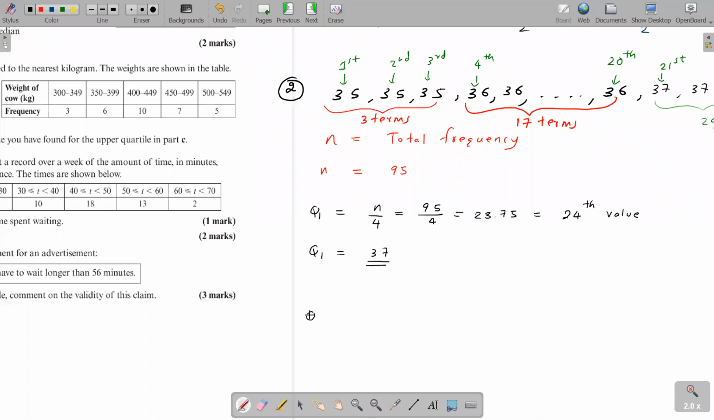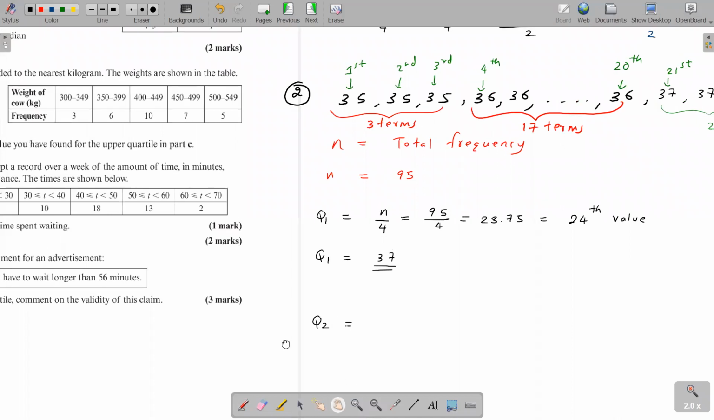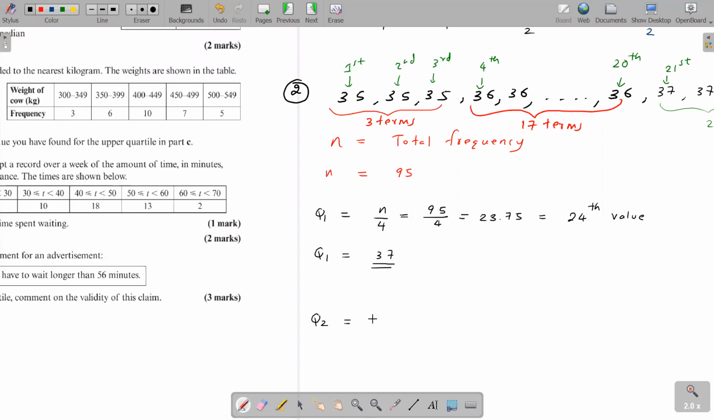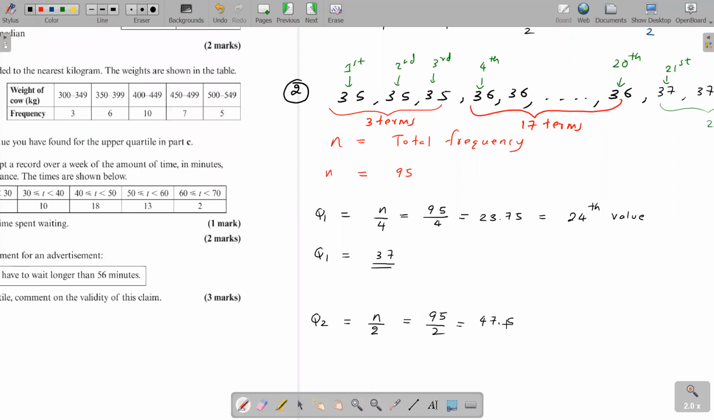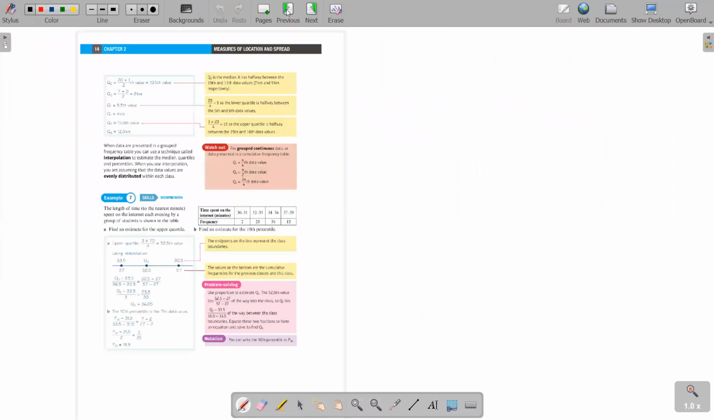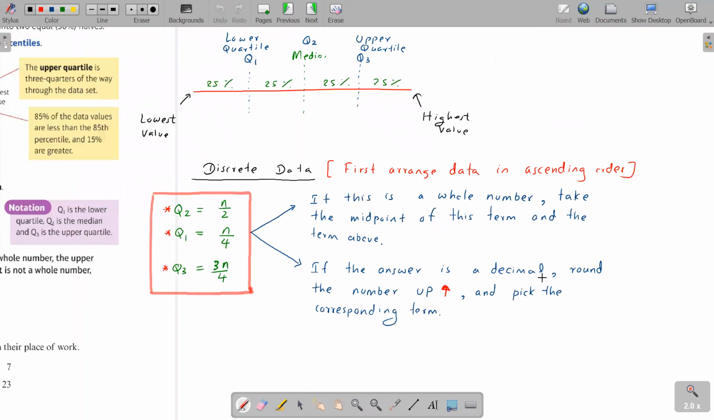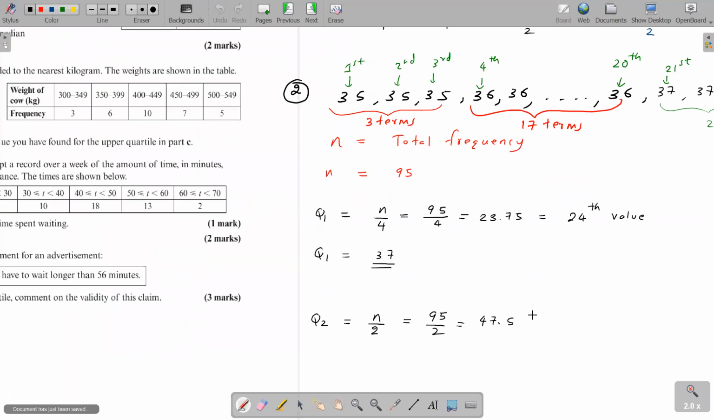Okay, so next I'll be finding Q2. What is the formula for Q2? Q2 is the median, N divided by 2. What's our N value? We found our N value is 95. 95 divided by 2 is 47.5, right? So what's the rule I gave you? If the answer is a decimal, round the number up and pick the corresponding term. So when you round up 47.5, it becomes the 48th value, the 48th term.